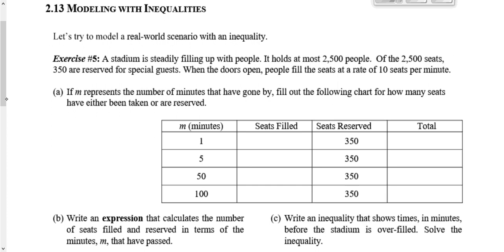Okay, keep going. Of the 2,500 seats, 350 are reserved for special guests. Okay, hang on. There's 350 that are already accounted for, right? Does that sound like a starting point or an initial value maybe? Yeah, maybe if we're thinking about mx plus b. Okay, keep going. When the doors open, people fill the seats at a rate of 10 seats per minute.